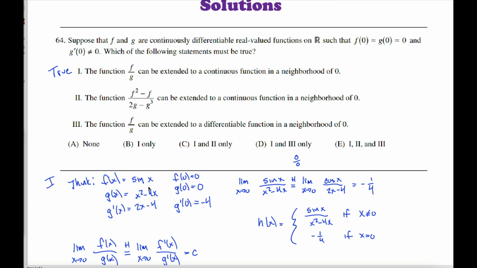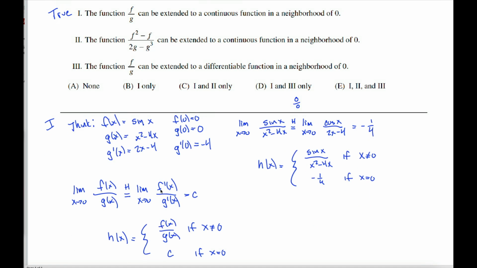You could go through with a specific example and show how it works if you want, but hopefully this example illustrated the general case well enough that I can just use the general case to prove statement 2. The function that I'm interested in extending is no longer f divided by g. It's now f squared minus f divided by 2g minus g cubed. All right, fine. I want to extend this thing to be continuous in a neighborhood of 0. What that means is I need to know what the limit as x approaches 0 of this expression is equal to.